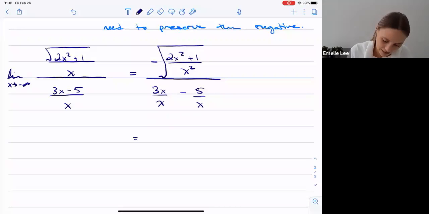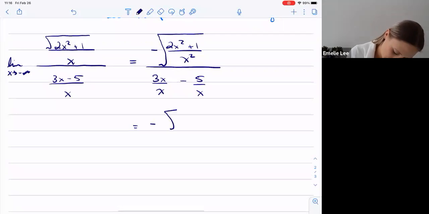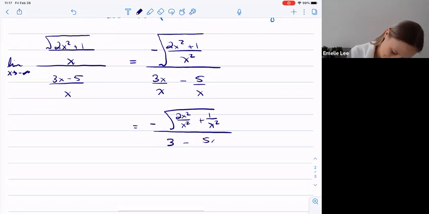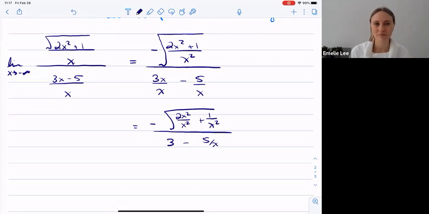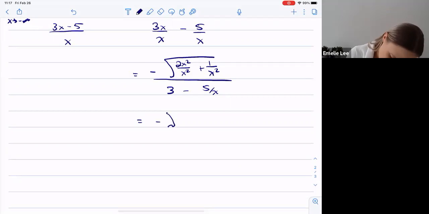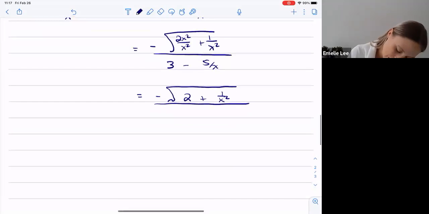So I have the negative, make sure you keep that negative, 2x squared over x squared plus, well, you could even skip this step if you wanted to. So much skipping. Over 3 minus 5 over x. I'm kind of babying the numerator, because there's a lot going on up there. But if you wanted to go straight to the negative root of 2 plus 1 over x squared, that is totally fine, over 3 minus 5 over x.